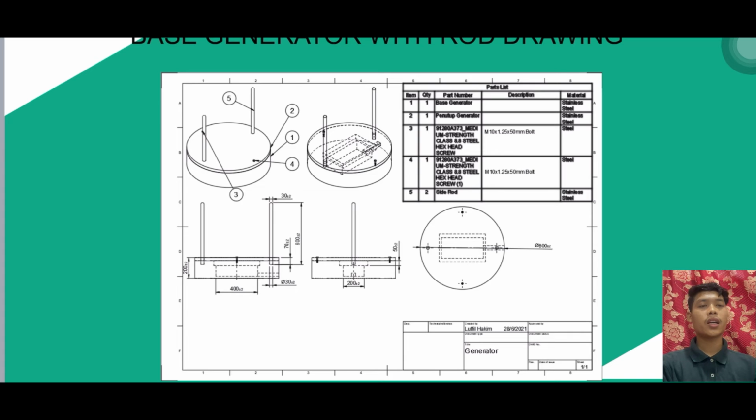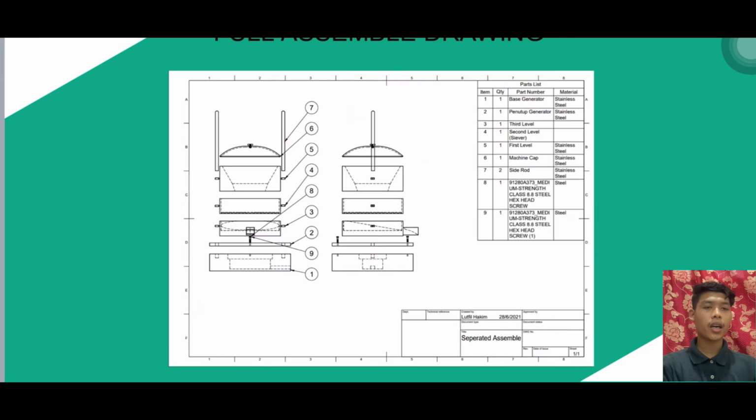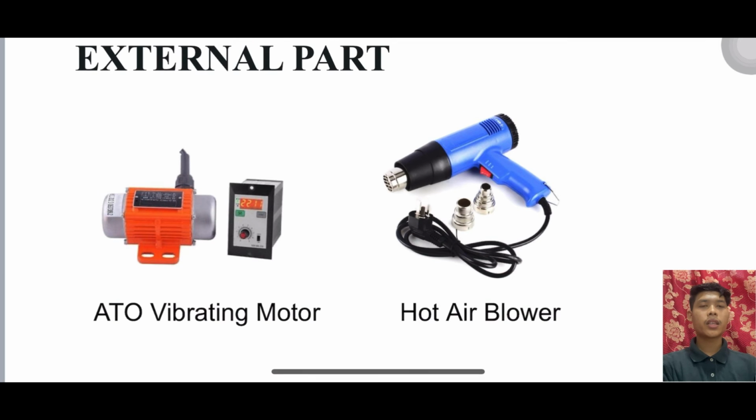And this is the side rod. The height for the side rod is 600, and this is the full assemble for the machine and the 2D drawing of the full assemble drawing. As you can see, there are 9 items on the 2D drawing. And lastly, the external part of the machine.